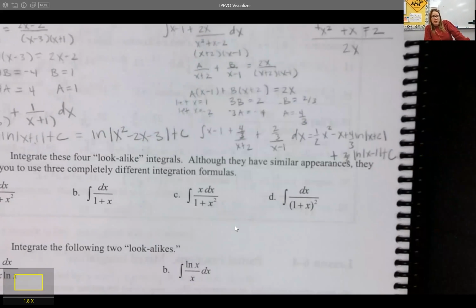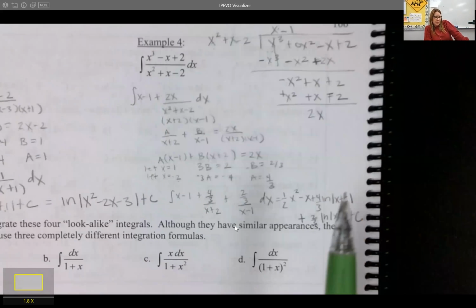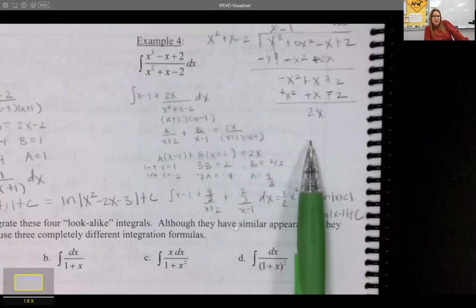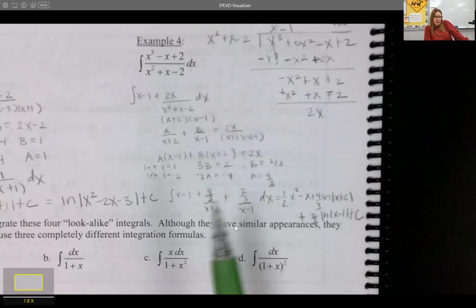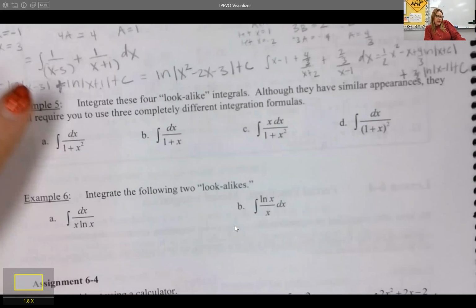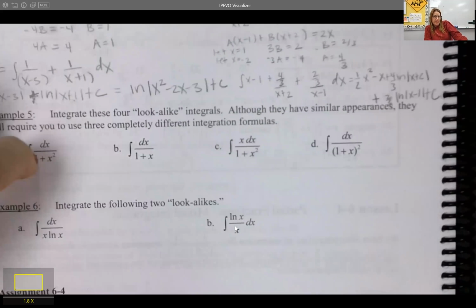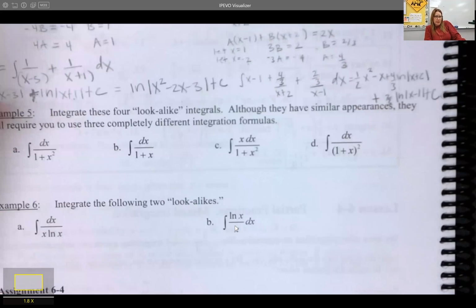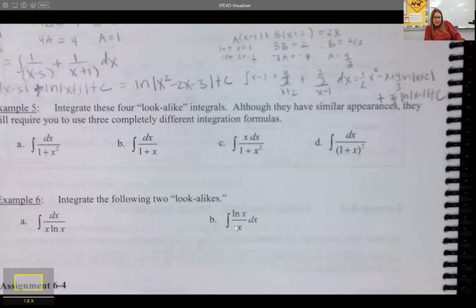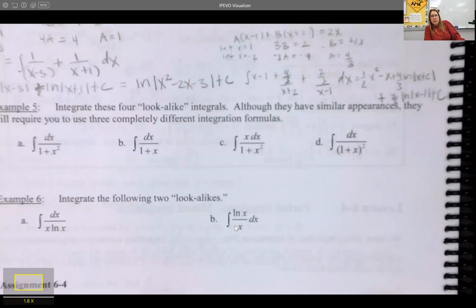That's pretty much as complicated as it's going to get, where you had to do long division first, and then you have to go back and plug that in. Okay. All right. So in example 5, it's having you do the integral of 4 different things that look similar. In example 6, it's having you do the integral of 2 things that look similar. They're called lookalikes, so that you can see the different methods that we use for different things.